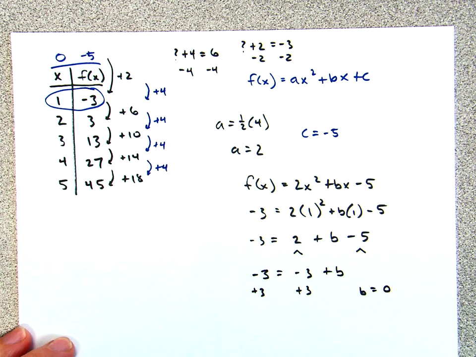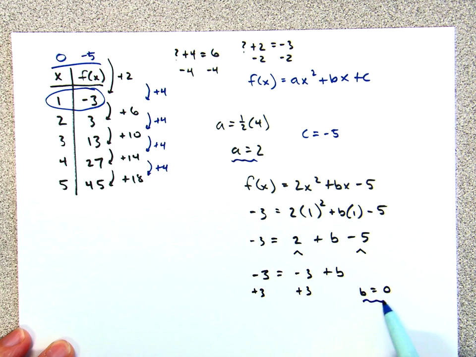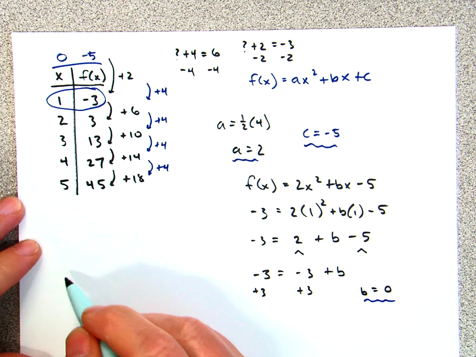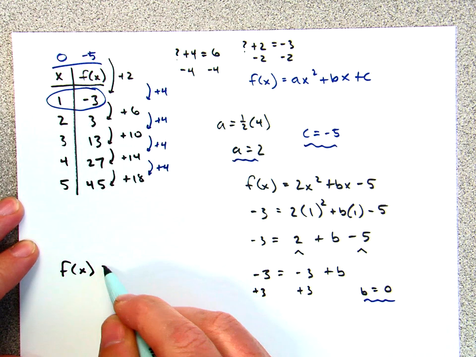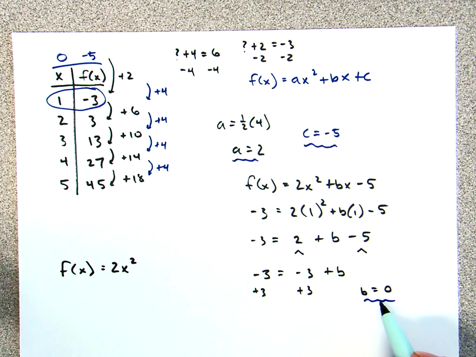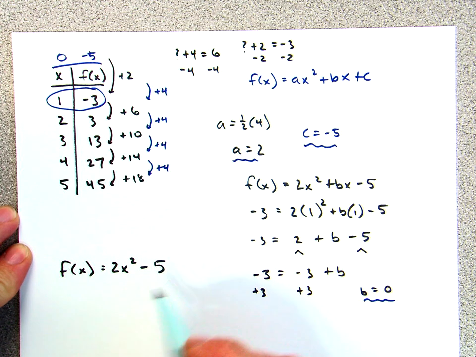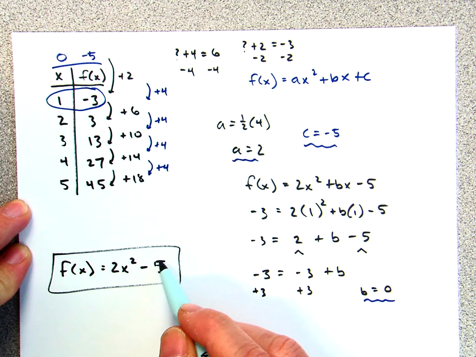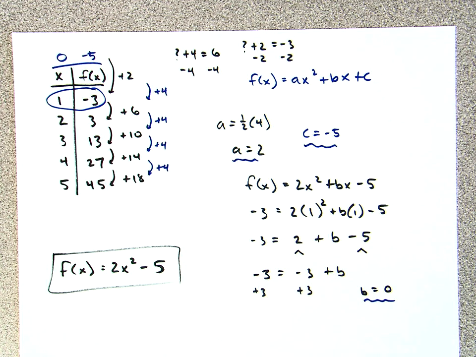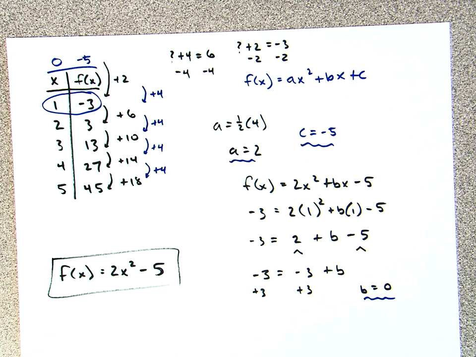We're building our standard form. A is going to be 2, b is going to be 0, c is going to be negative 5. So my function is going to be ax squared. Now, I could say plus 0x, but that's not necessary, so I'm just going to leave that off. Plus c, but c is a minus 5. So here's our function, explicit version, and we can get any term that we want. All right, let's try one more.